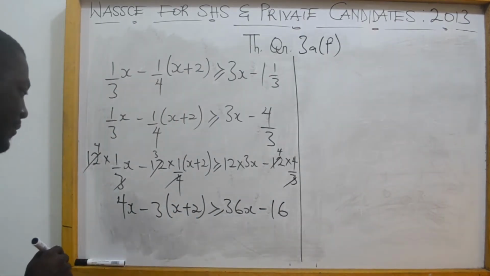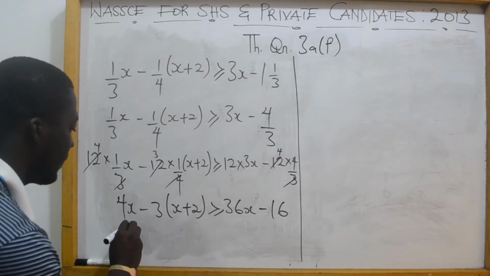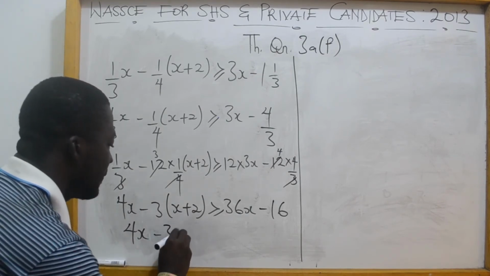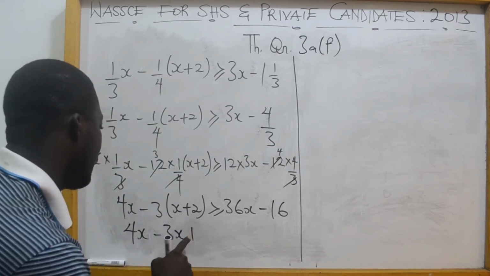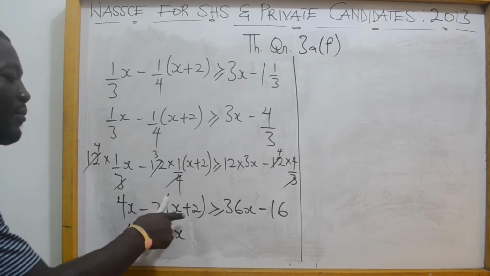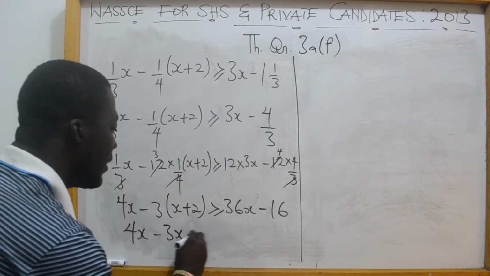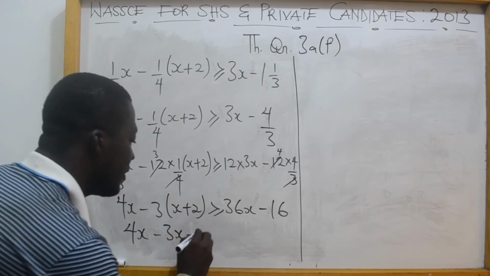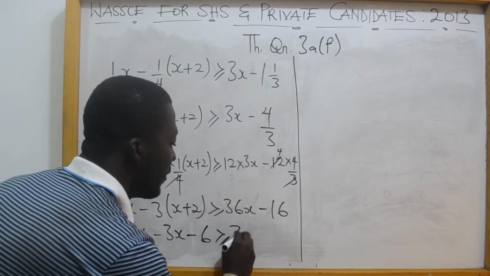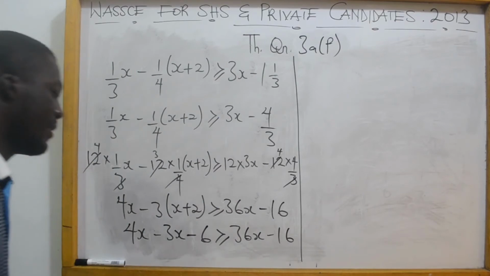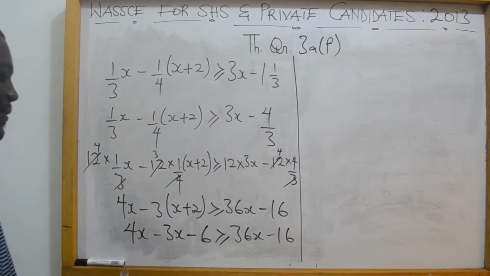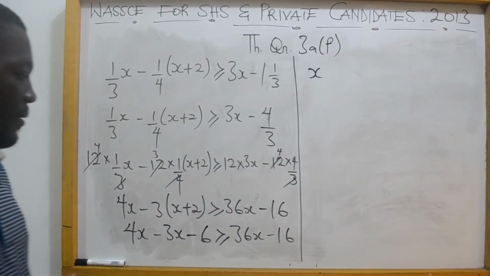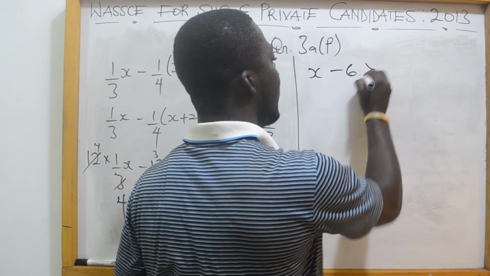Then we expand the bracket, which will give us 4x minus 3 times x is 3x. The same, this is negative 3 multiplying positive 2, so we are going to get the sign as minus. Negative 3 times 2 will give us negative 6, greater than or equal to 36x minus 16. Then 4x minus 3x will give us x. Then minus 6 is greater or equal to 36x minus 16.